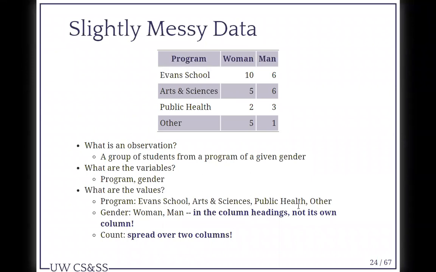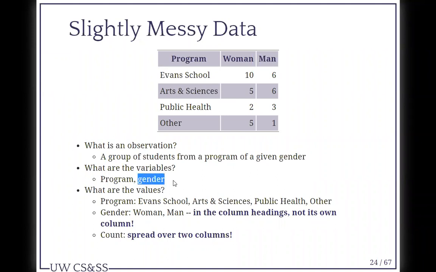So what is an observation here? A group of students from a program of a given gender is one observation. The variables here, one is program and the other is gender.